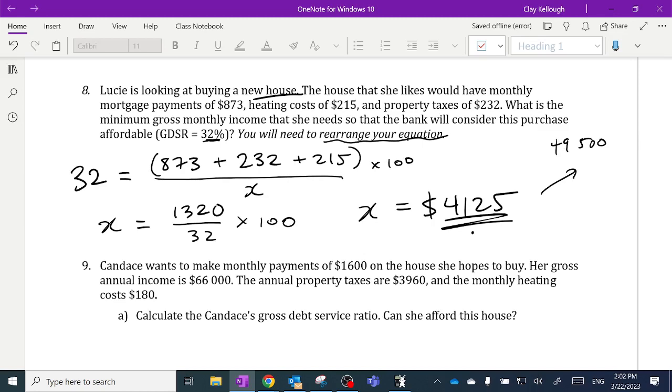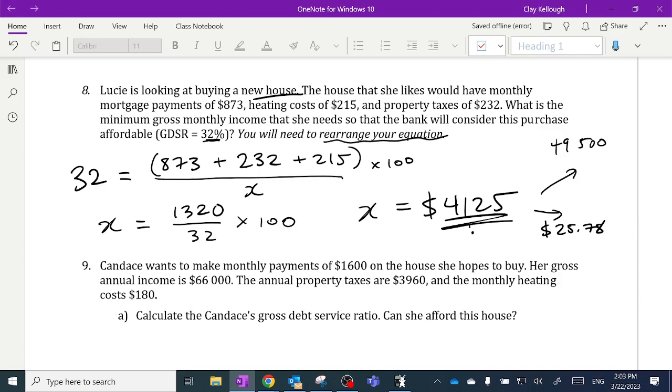If this was how much does this person make an hour, if they're a waged employee, take 4125, divide it by, there's about 20 work days in a month, about 8 hours a day. That is about $25.78 an hour. And there's a lot of people out there that don't make that an hour. So being able to afford a house usually requires a good job, certainly better than a minimum wage job.